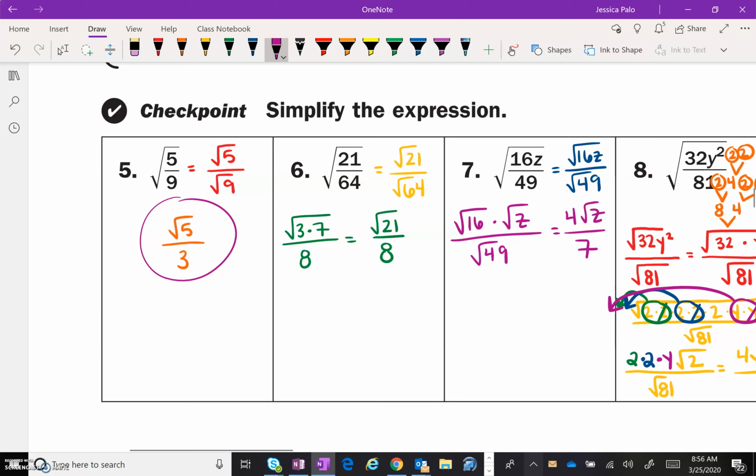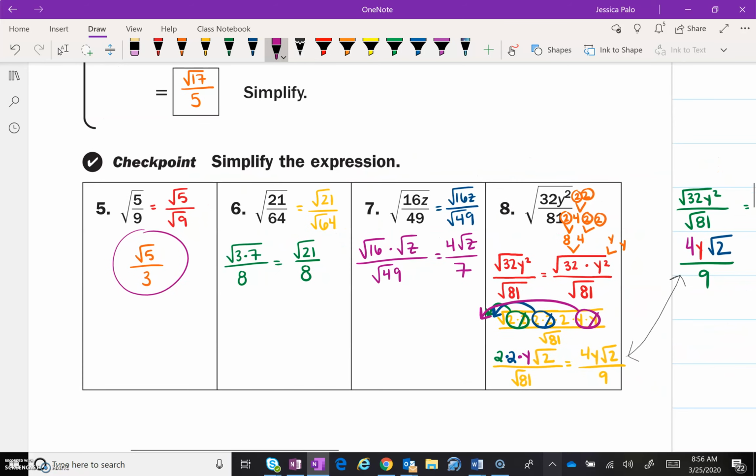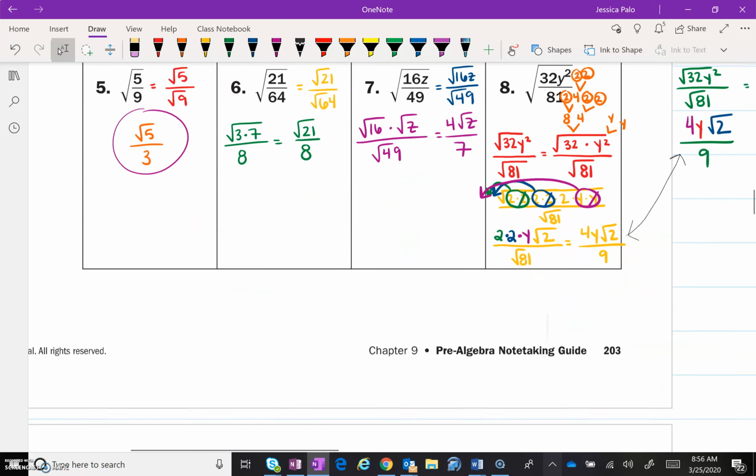Number 7, radical 16z over radical 49. I separated 16 and z and gave them their own radicals. So you can see that radical 16 is a perfect square, which would give you 4, but radical z is not a perfect square, so z has to stay in jail. And then the square root of 49 is 7, so your denominator is 7. 4 radical z over 7. And then we already completed number 8, which was 4y radical 2 over 9.